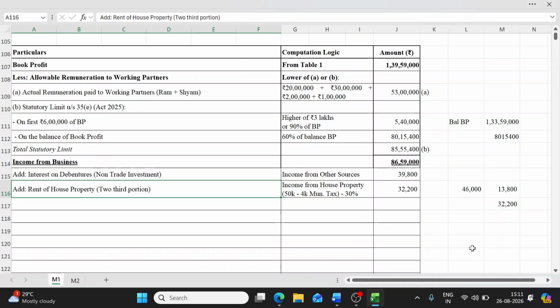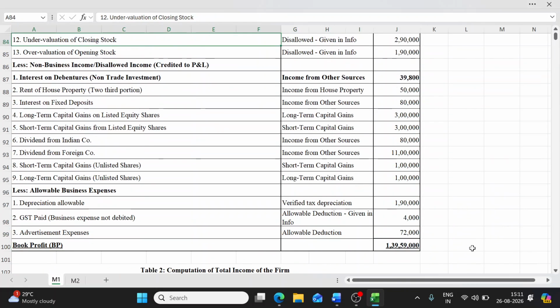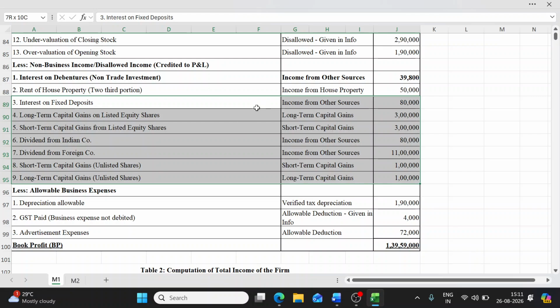Okay. Now the next in the problem. The next in the sequence is what? Interest on fixed deposit, then long-term capital gain, short-term capital gain, dividend from Indian company, dividend from foreign company, short-term capital gain, long-term capital gain. All non-business incomes, which we deducted in table 1, that is the computation of book profit under the head less non-business incomes, we will record all these again here in table 2. In table 1 we deducted, but in table 2 we will add all these incomes.